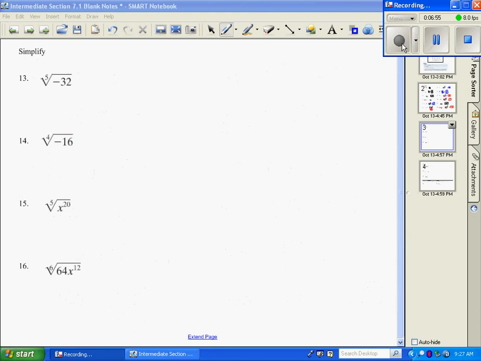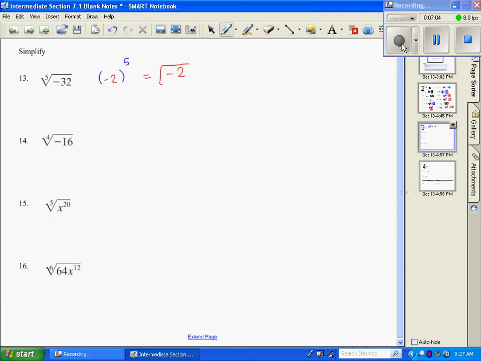Number 13, what number to the 5th power equals negative 32? So we need to figure out what goes in there, and that's going to be a negative 2. So our solution is negative 2.